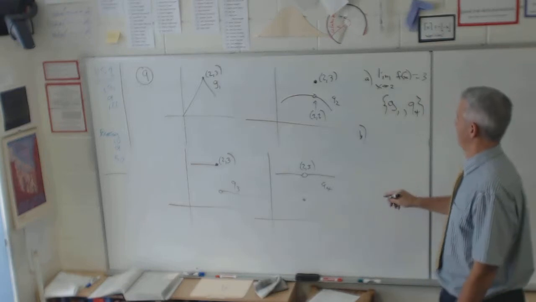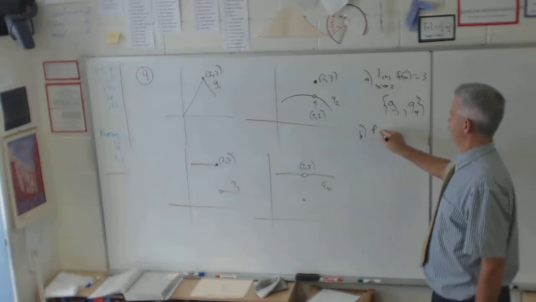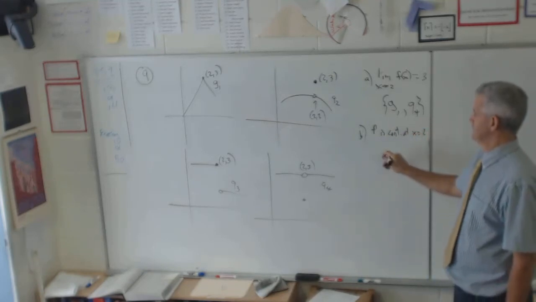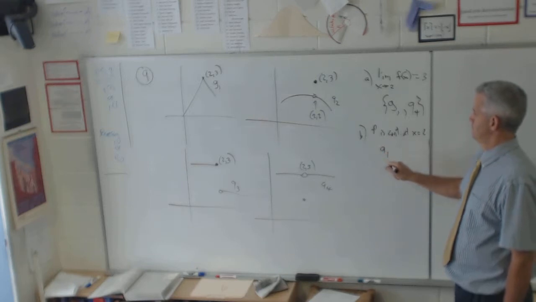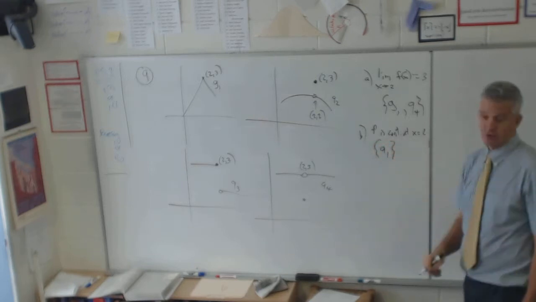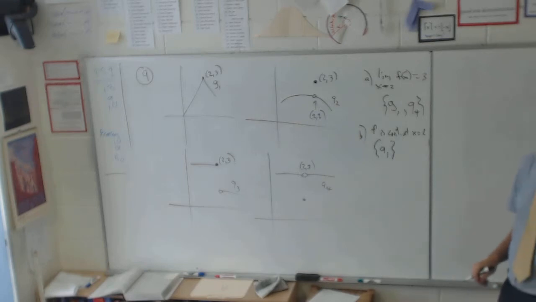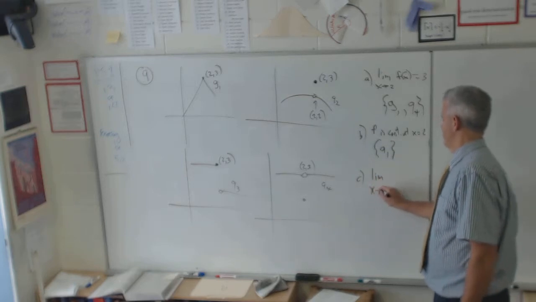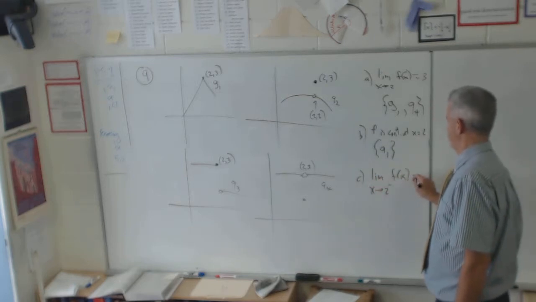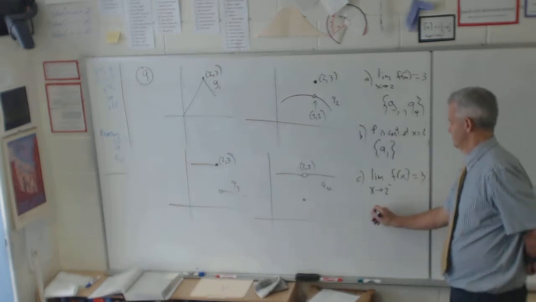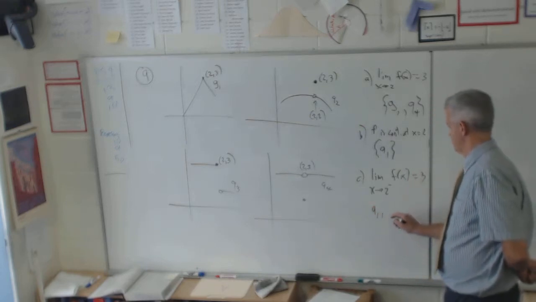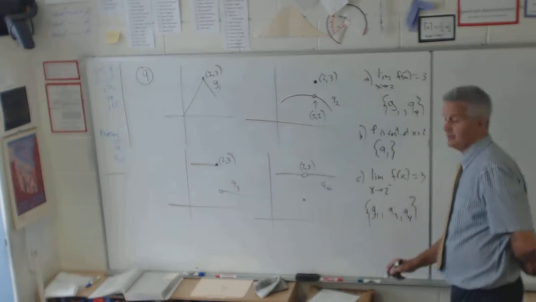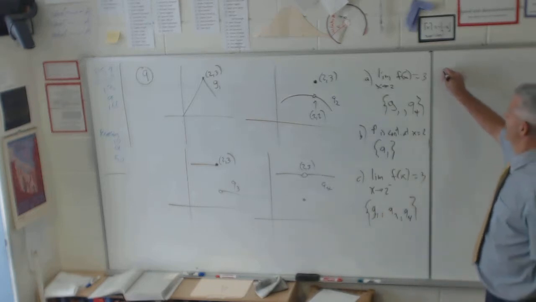Part B? F is continuous at x equals 2. Go. G sub 1. Any disagreements? The only one that's continuous at 2 is g sub 1. Part C? The limit as x approaches 2 from the left of f of x equals 3. Go. G sub 1, g sub 3, and g sub 4. Any disagreement?